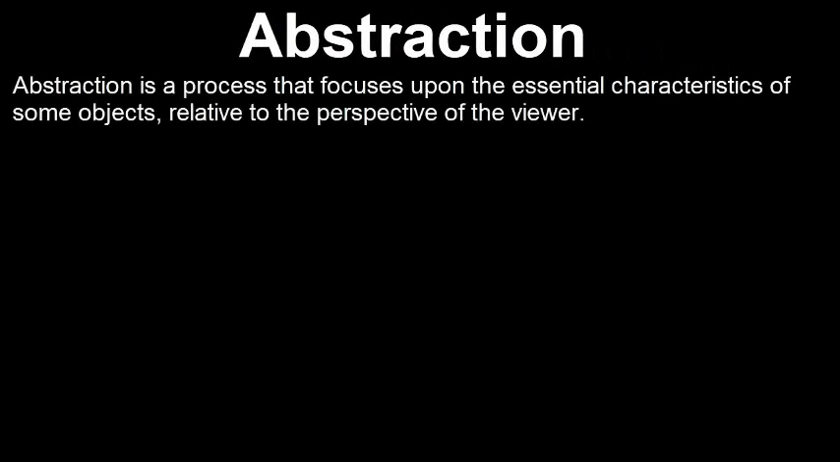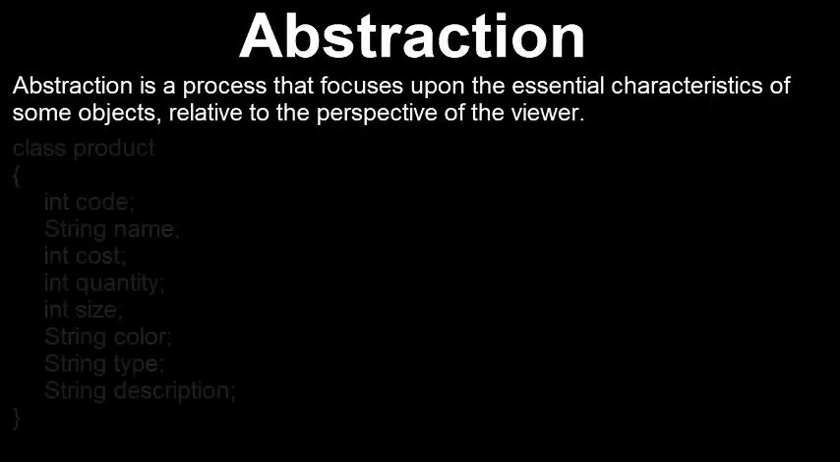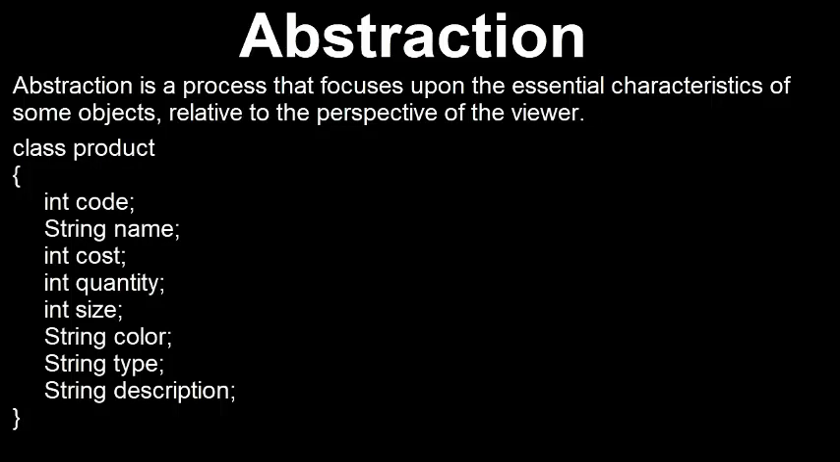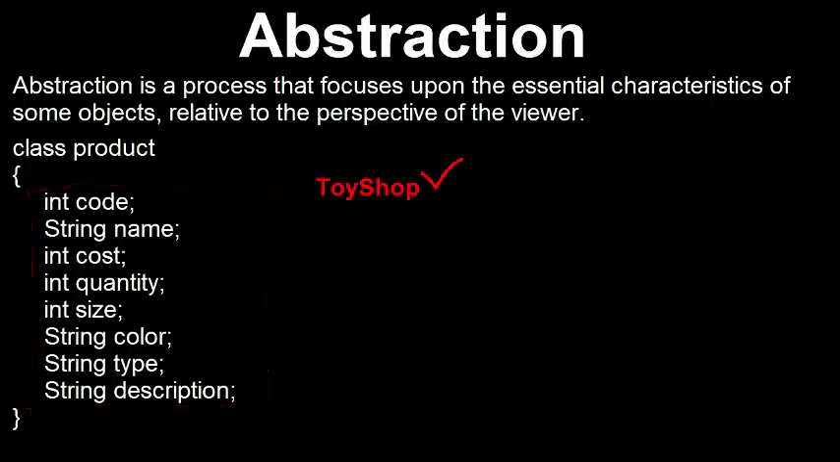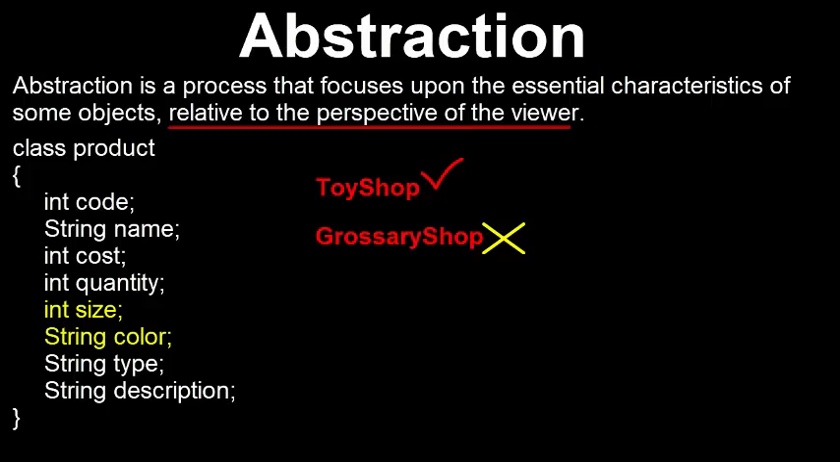With this, we move to the next feature of OOPS, that is abstraction. Abstraction is a process of creating groups based on essential characteristics of objects. For example, for a product-related group, we would need data like code, name, cost, quantity, size, color, type, description, etc. Now, if this product is used for toy shop inventory, then it is fine. But in the case of a grocery shop, size or color is not essential as it would not match with any of the items of a grocery shop. So you see, we focus more on related data.